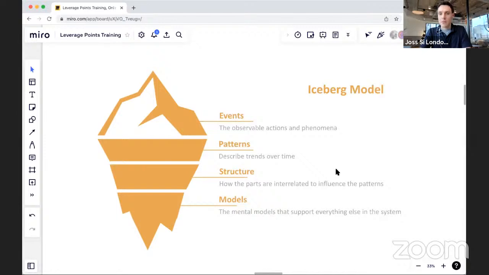So that's the iceberg model, and it obviously relates to, as mentioned, leverage points. The further down we go here, the higher the leverage we're going to get. We're operating up here, just pulling levers to try and prevent certain events from happening, or pushing and pulling things around on the event level. We're not going to get systems change.